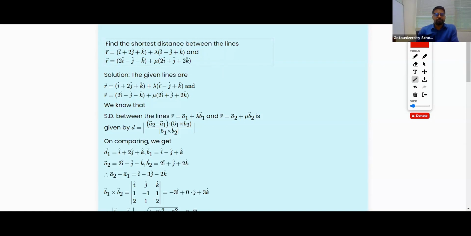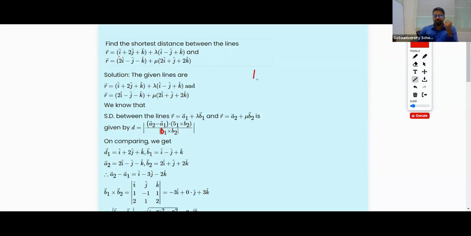They are not parallel. So if they are not parallel, the formula we have for the shortest distance between them is (a2 minus a1) dot (b1 cross b2) by the modulus of b1 cross b2. This is b1 and b2. So what is a1? How to find a1 here? a1 is i plus 2j plus k. So b1 is i minus j plus k, and a2 is 2i minus j minus k, and b2 is 2i. This, right? So how to find the cross product?